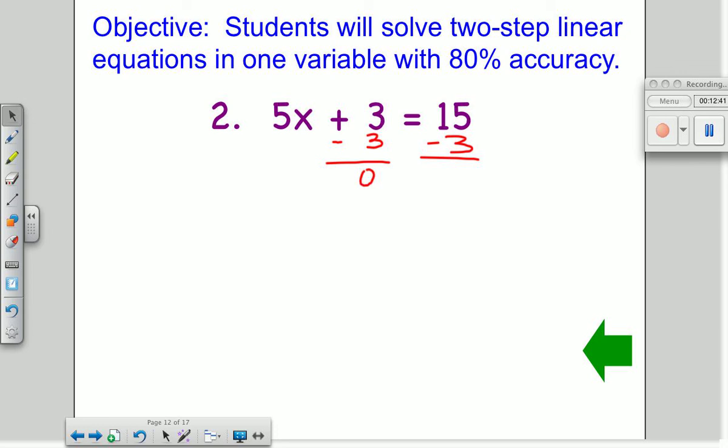So I have just 5x on this side. And 15 minus 3 is equal to 12. So I have 12 on the other side. So 5x equals 12. Divide both sides by 5, sorry.